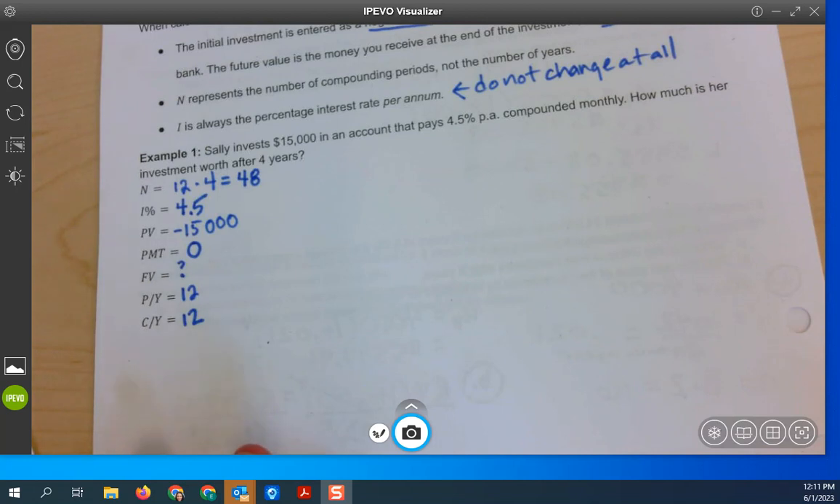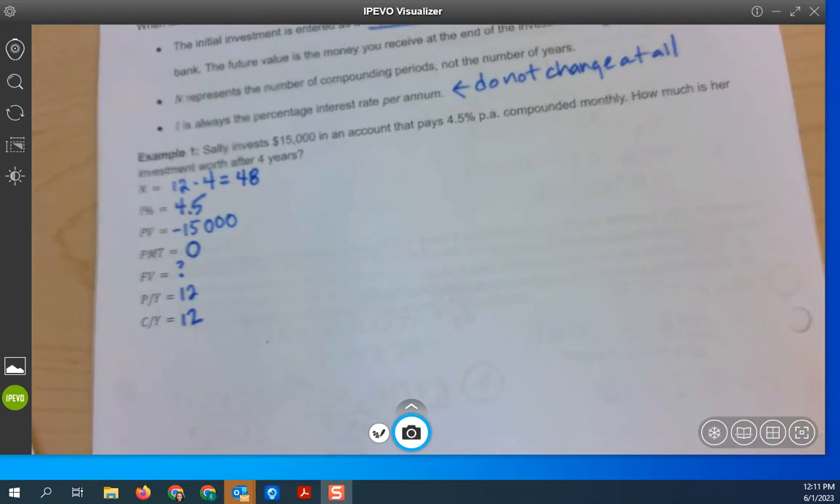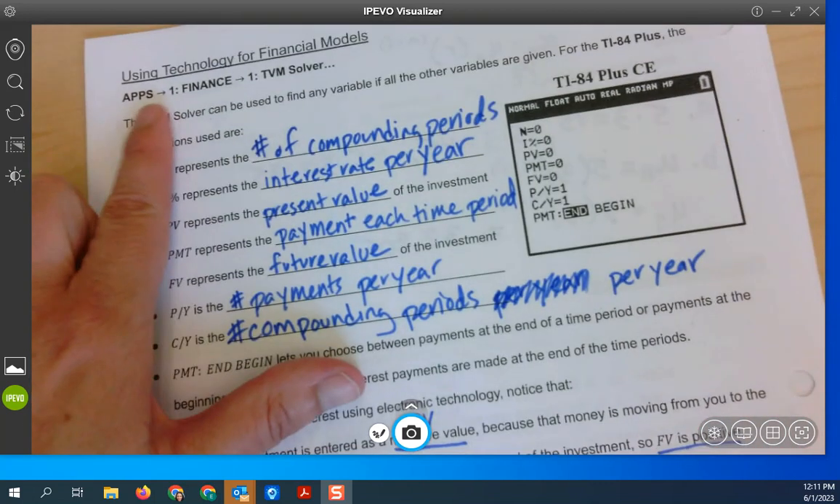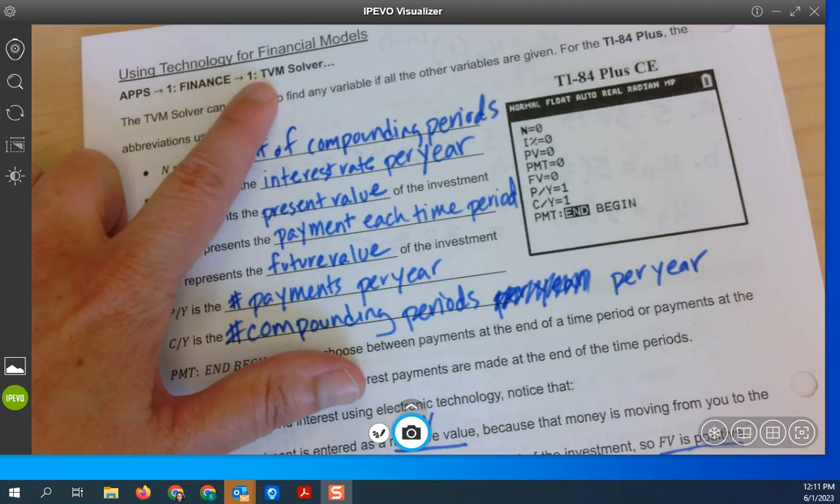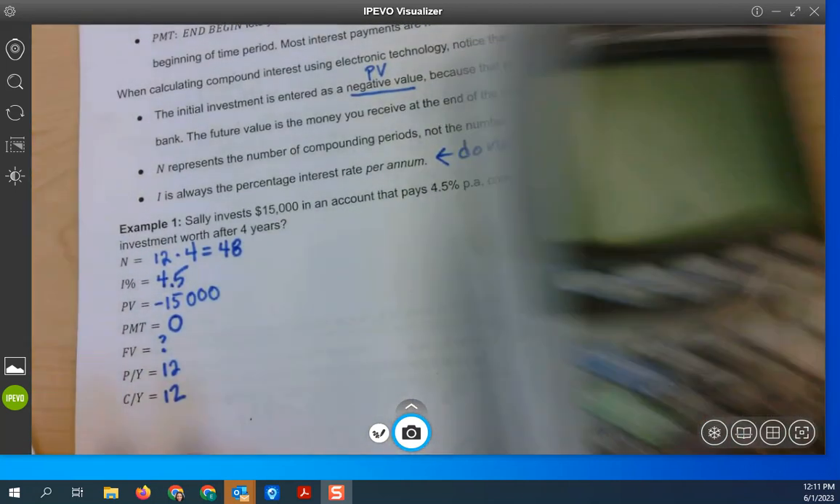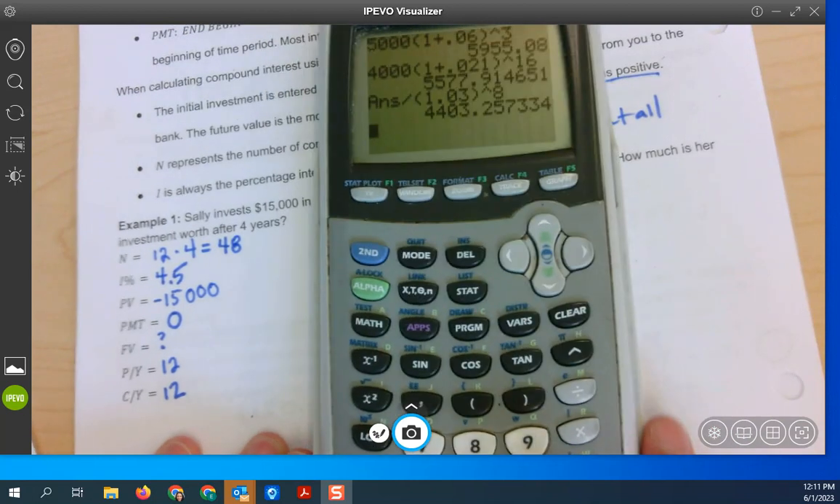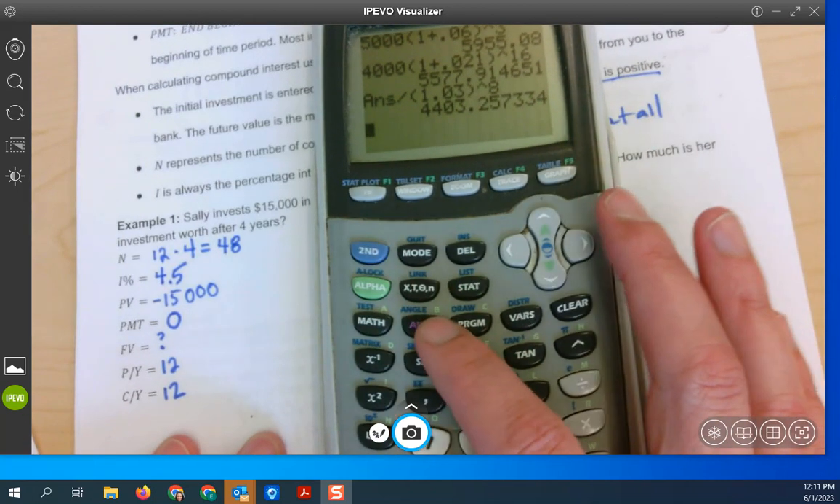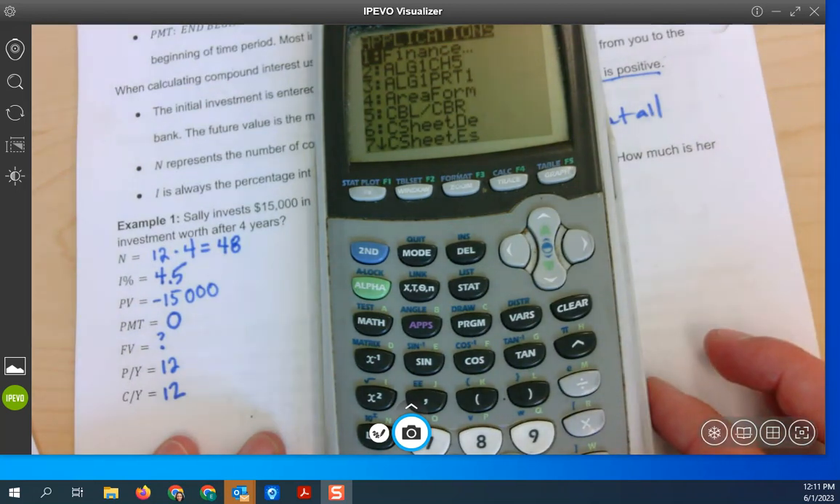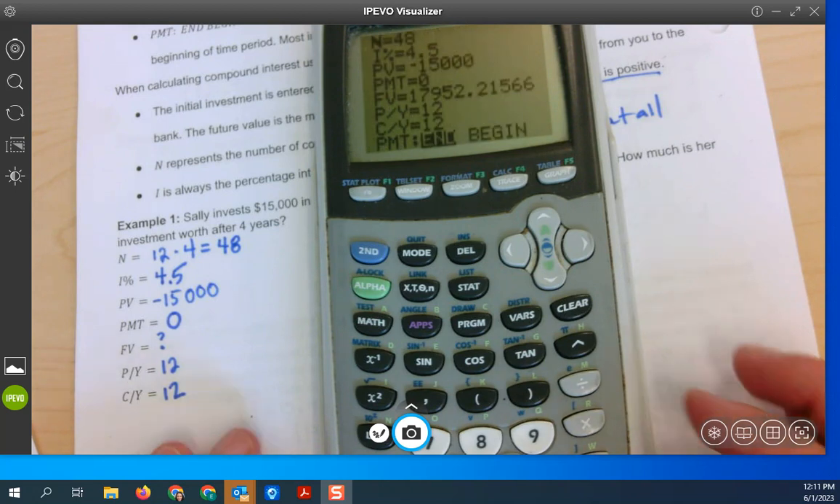And we're going to practice this right now. So we're going to first go to the top of your paper, and that tells you where to go. It's here. Apps, Finance, TVM Solver. Okay. So Apps is in the third row, the second button. And the first one's Finance, so just press enter. And then TVM Solver is first, so just press enter.